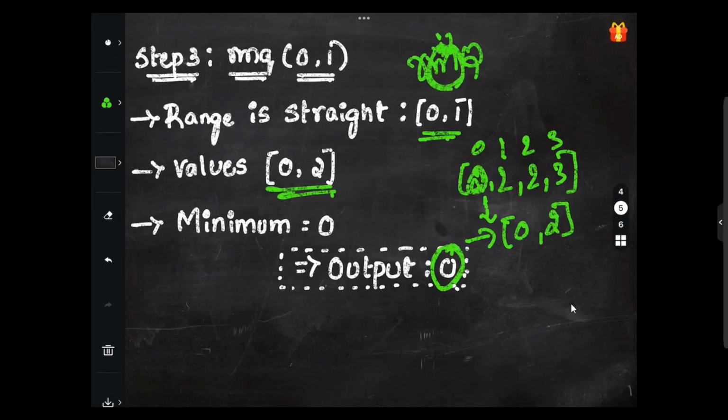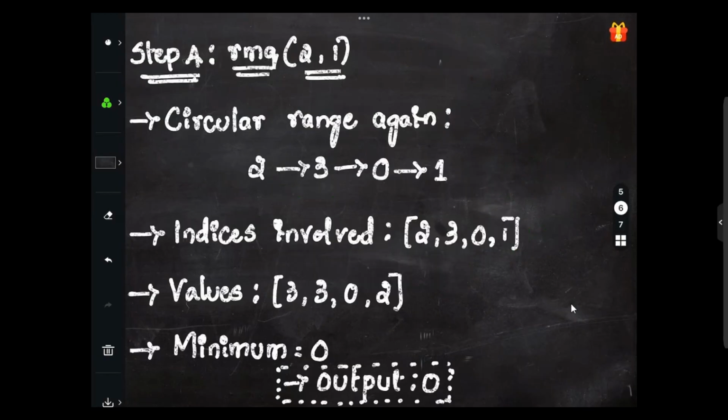So we are going with the minimum out of this one, 0 comma 2. The minimum one is 0, and the output we will return here is 0. Again, pretty simple, right? Straightforward approach. So the output that we got here is 0 for the third query as well. Let's move on with the final query.